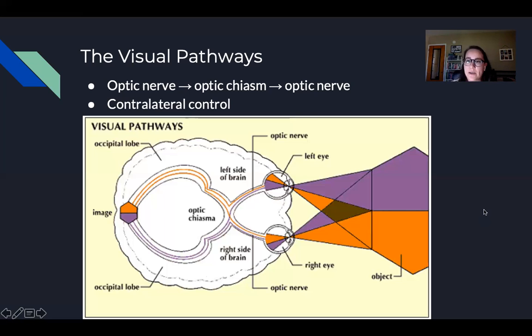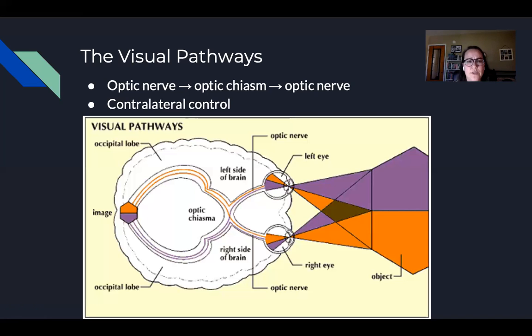And again, drawing back on previous classes, you may or may not remember that our brains are organized in such a way that each hemisphere, each half of the brain, controls the opposite, or the more technical term for this is contralateral, side of the body. So this means that the right hemisphere controls the left side of the body, and the left hemisphere controls the right side of the body.